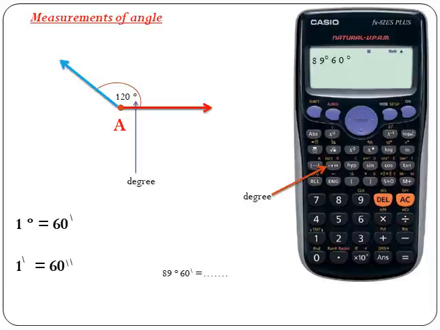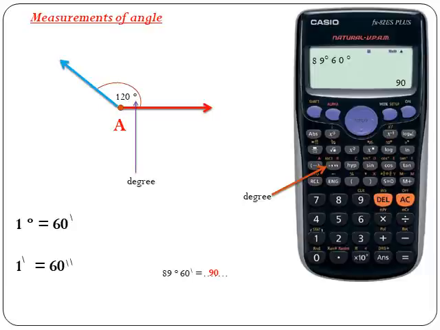The degrees appeared. After that I will press equal to get the result. Press equal, it is equal to 90 degrees. So, mister, 89 degrees and 60 minutes is equal to 90, because 60 minutes is equal to 1 degree. So 89 plus 1 is equal to 90 degrees. Don't forget that. Okay, that's measurements of angles.